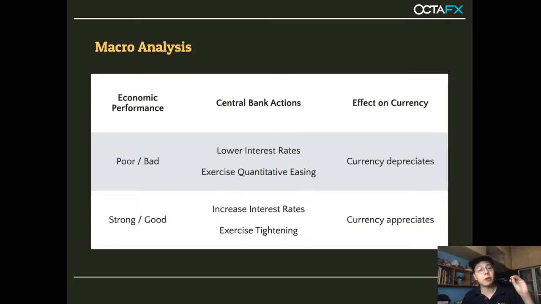The opposite: when the economy is very strong, very good, the central bank again needs to come in because I'm worried that there will be hyperinflation. So I increase my rate, I do tightening, and then the currency strengthens. So this table here summarizes that very well. I hope so far so good.